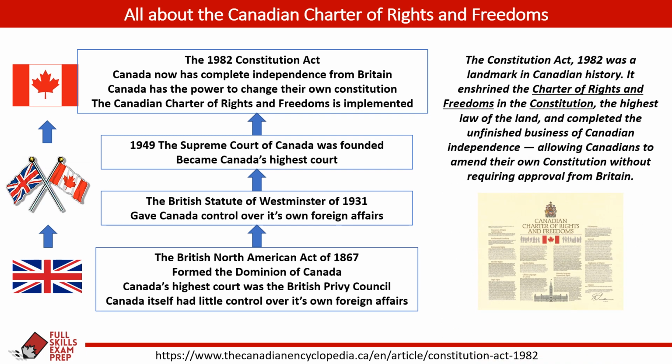There's a great quote that I really like from the Canadian Encyclopedia over here on the right. It says, the Constitution Act 1982 was a landmark in Canadian history. It enshrined the Charter of Rights and Freedoms in the Constitution, the highest law of the land, and completed the unfinished business of Canadian independence, allowing Canadians to amend their own constitution without requiring approval from Britain. It might seem like it wasn't that long ago, but Canada was very tied to Britain before. So an important lesson here, as we keep digging into the Canadian Charter of Rights and Freedoms, is to remember that it is part of the Constitution.